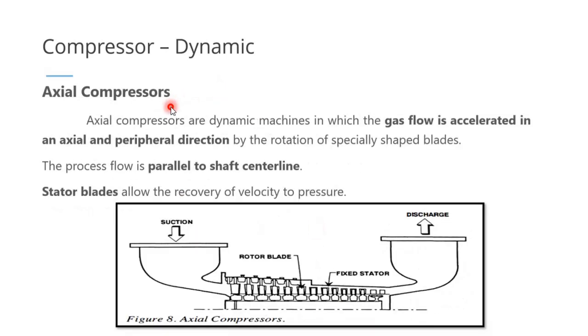Also, meron ding axial compressors. Axial compressors are dynamic machines in which the gas flow is accelerated in an axial and peripheral direction. Isang direction lang, parallel sa shaft center line. Ito yung shaft mo. Yung hangin papasok sa suction, then lalabas din siya, parallel lang doon sa axis of rotation. Stator blades allow the recovery of velocity to pressure. Dahil mabilis yung hangin mo dito, meron kang fixed stators. Dito nako-convert yung velocity to pressure.